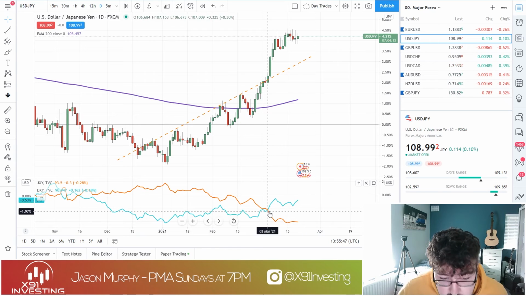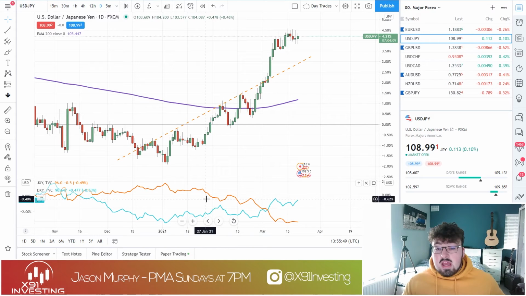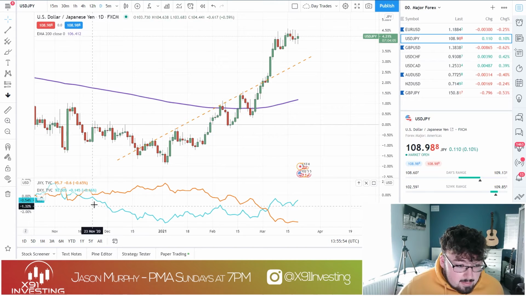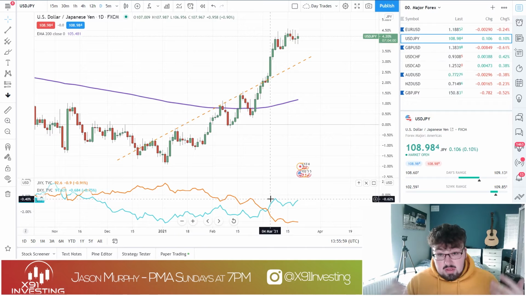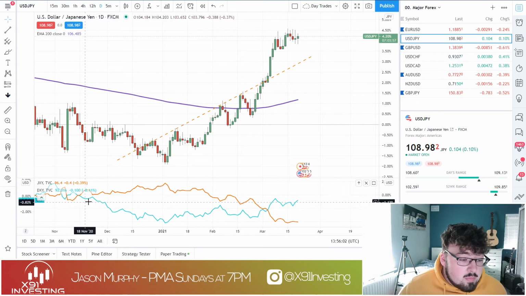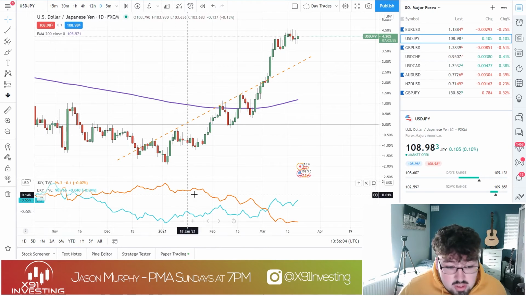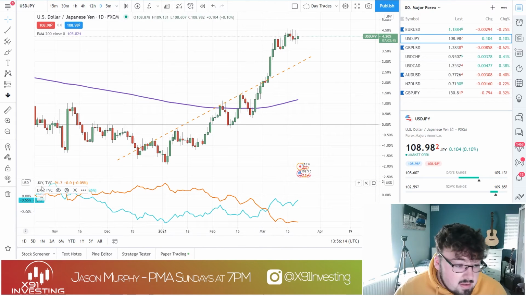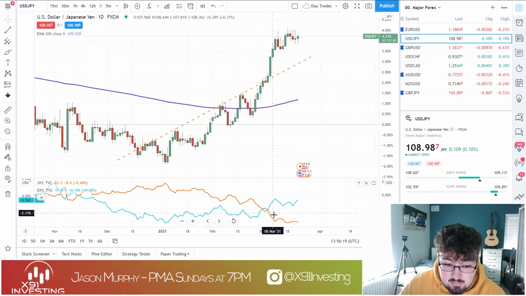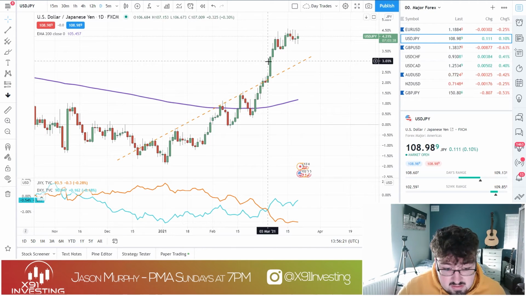There was a crossover here, and when we see a crossover, it means they're equal in strength. The blue line is the dollar index. When we see the blue line go up, the dollar is strengthening, and when we see the orange line going down, the yen is weakening. So when we're trading a pair with the USD and the JPY and the blue line pulls up through, we can see that the dollar has been strengthening since about here.